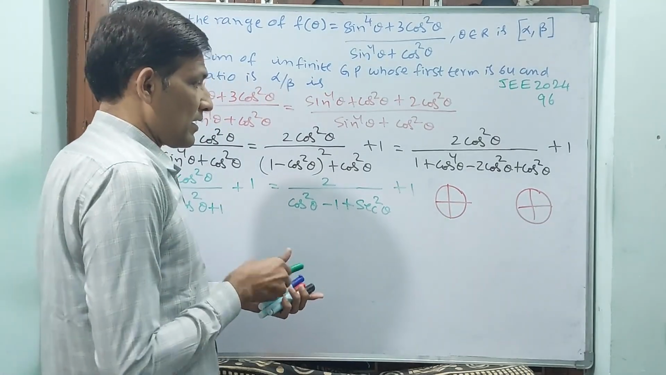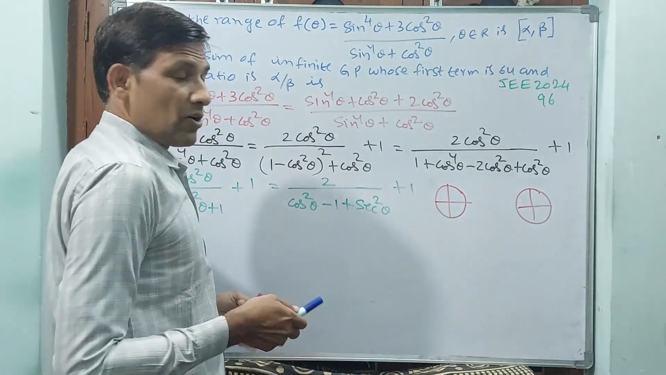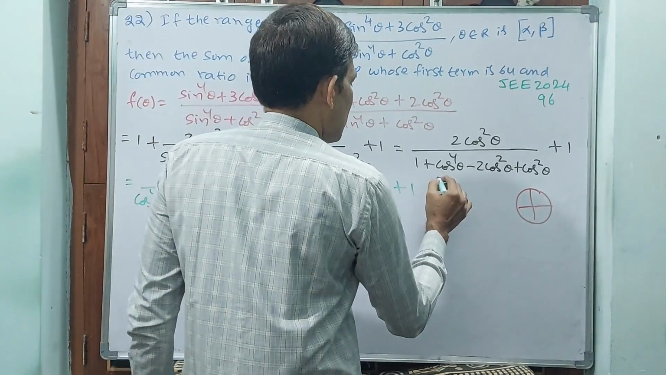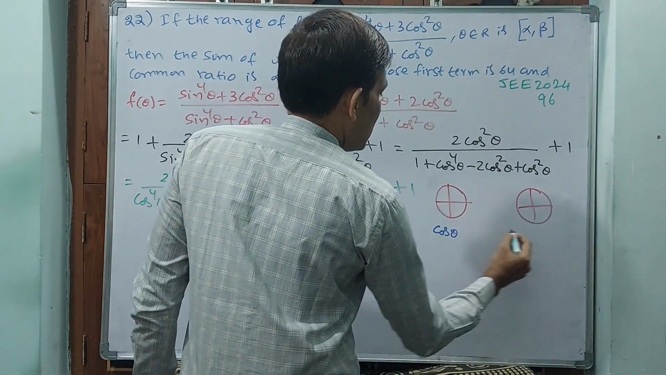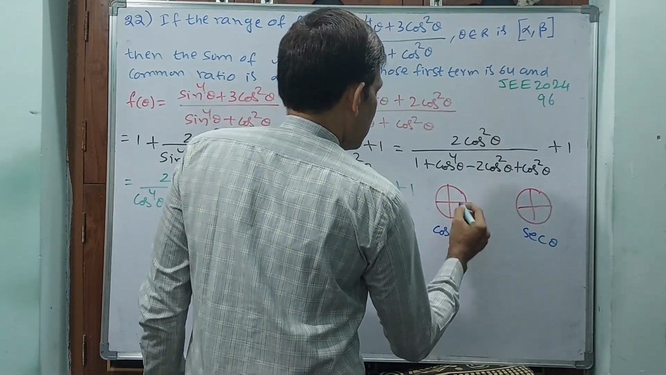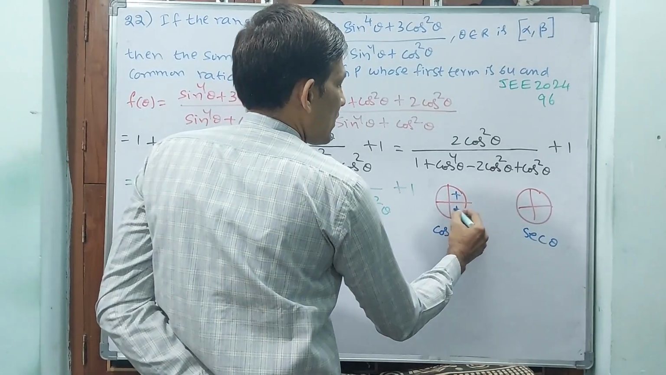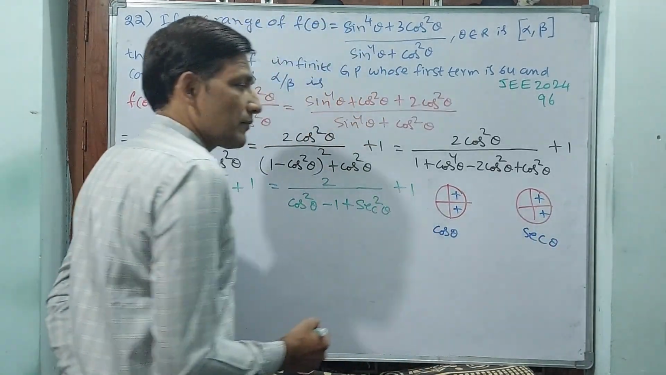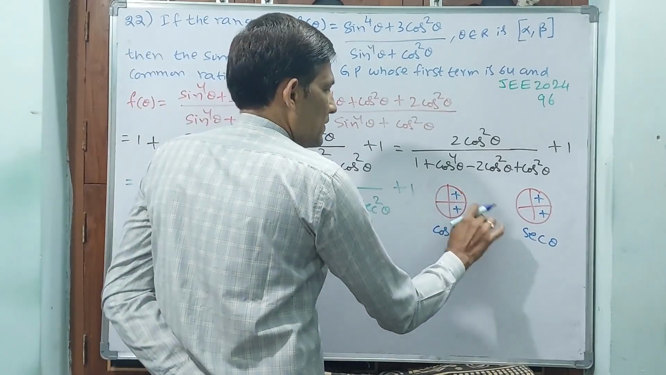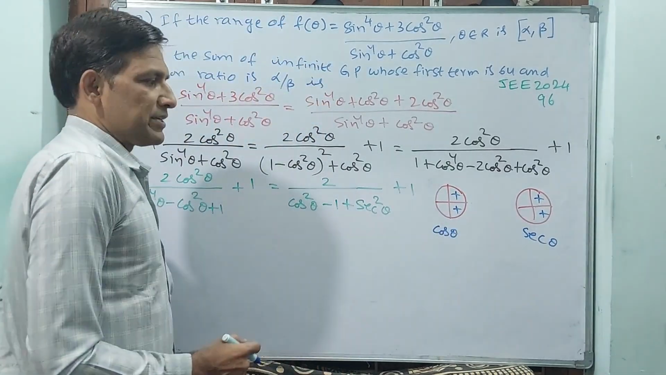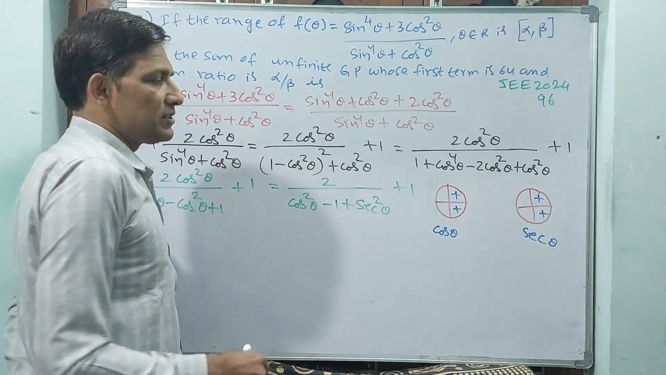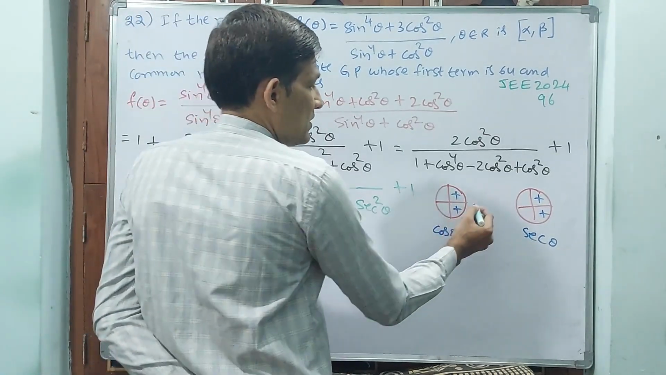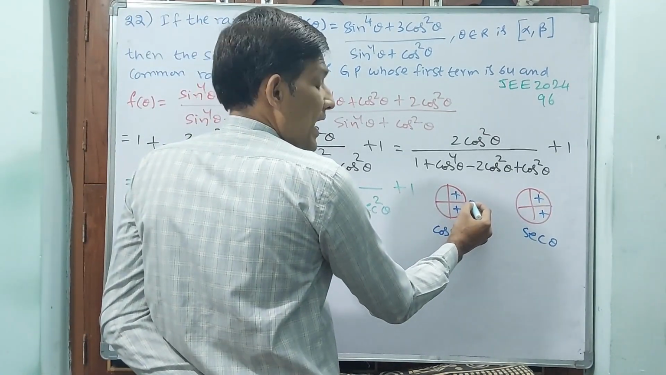Observe carefully here how we are going to draw cos and secant theta. This is cos theta. This is secant theta. For cos theta these two are positive. For secant theta also these two are positive. Cos and secant theta are reciprocals, that is why those two are positive. All Silver Tea Cups.